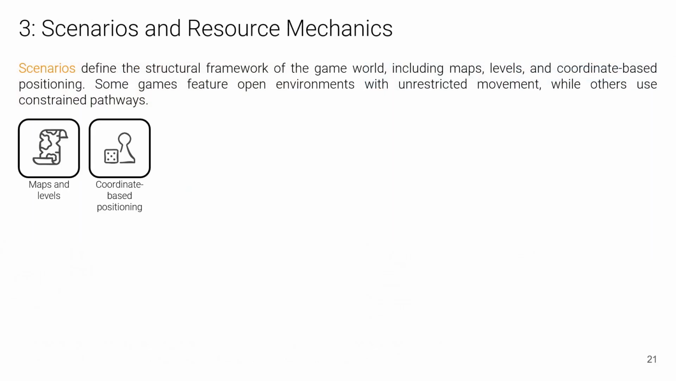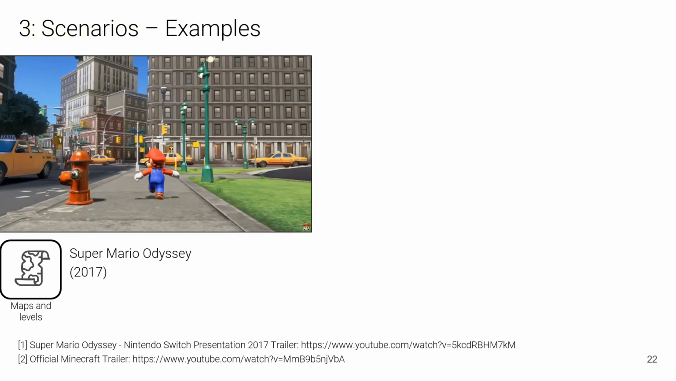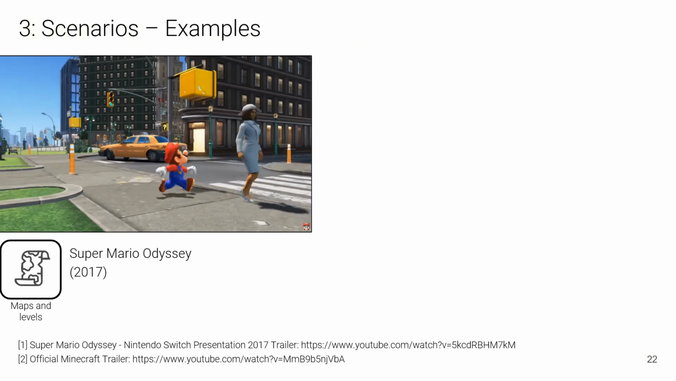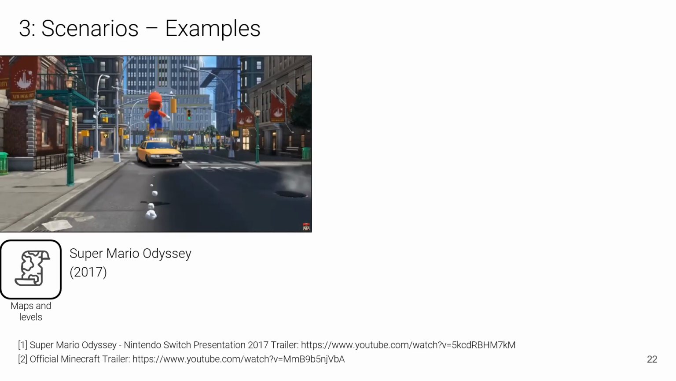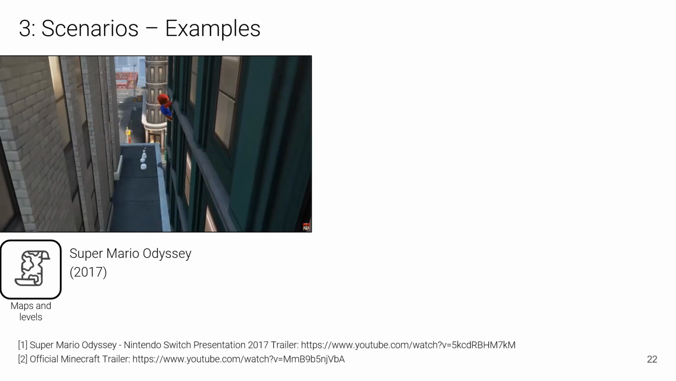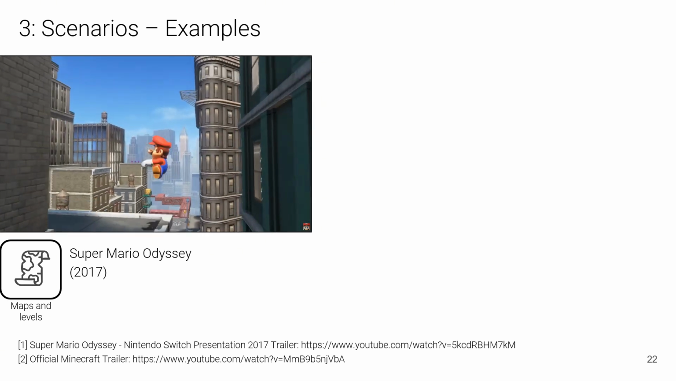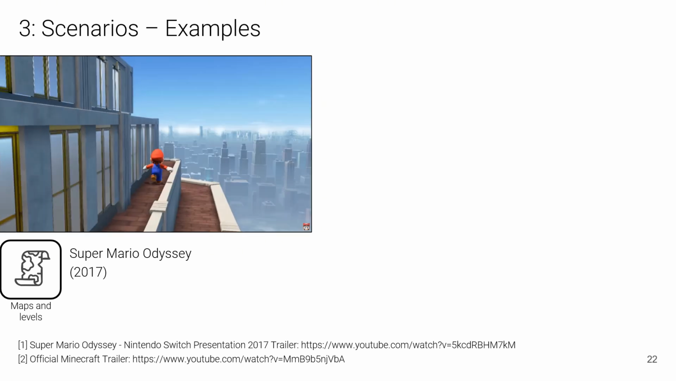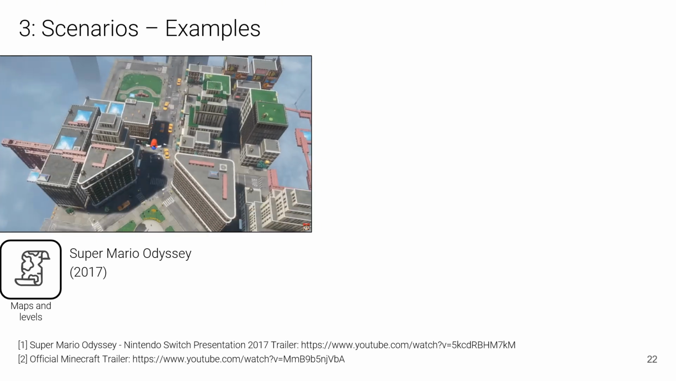Scenarios define the structural framework of the game world, including maps, levels, and coordinate-based positioning. Some games feature open environments with unrestricted movement, while others use constrained pathways. The game Super Mario Odyssey consists of many open, thematically different kingdoms, which function like levels. Each level has its own rules, environments, enemies, and secrets, motivating players to explore and revisit.